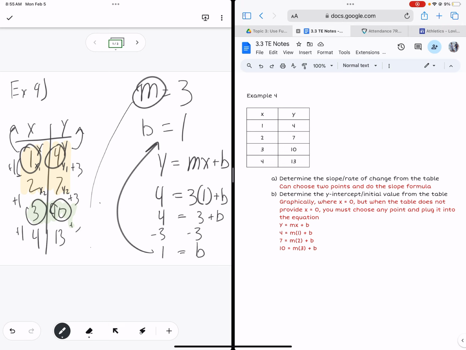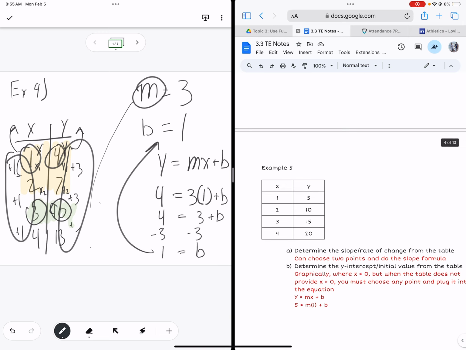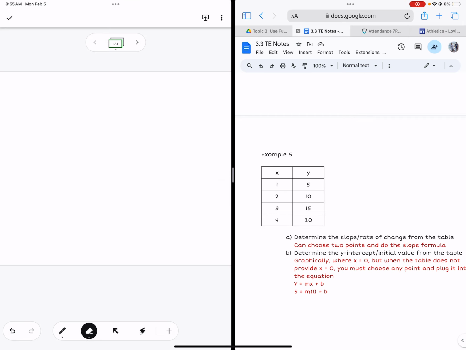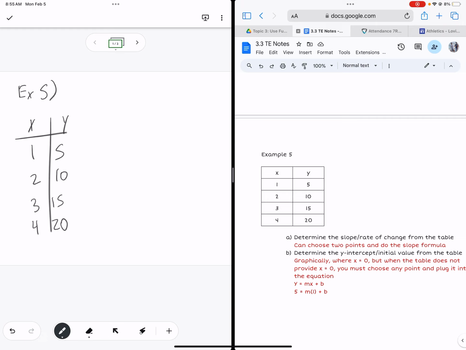So that's another way you can solve, and that is going to be the way that you're going to have to know on your test, because it's not going to be as easy as these patterns, the plus 3, plus 3, plus 1, plus 1. So b equals 1. Example 5, I want you guys to try to do both on your own. You're given a chart: x, y, 1, 5, 2, 10, 3, 15, and 4, 20. You have to find the slope, and then you have to find your y-intercept.